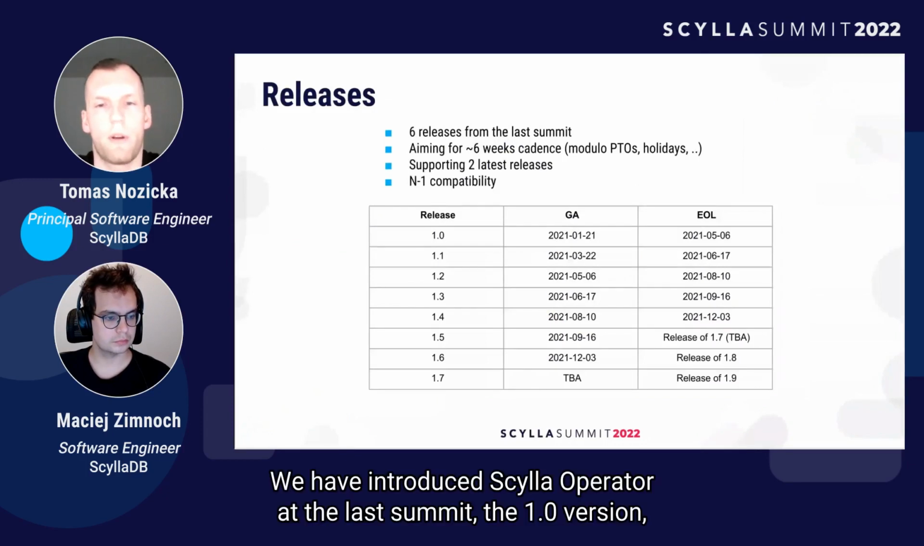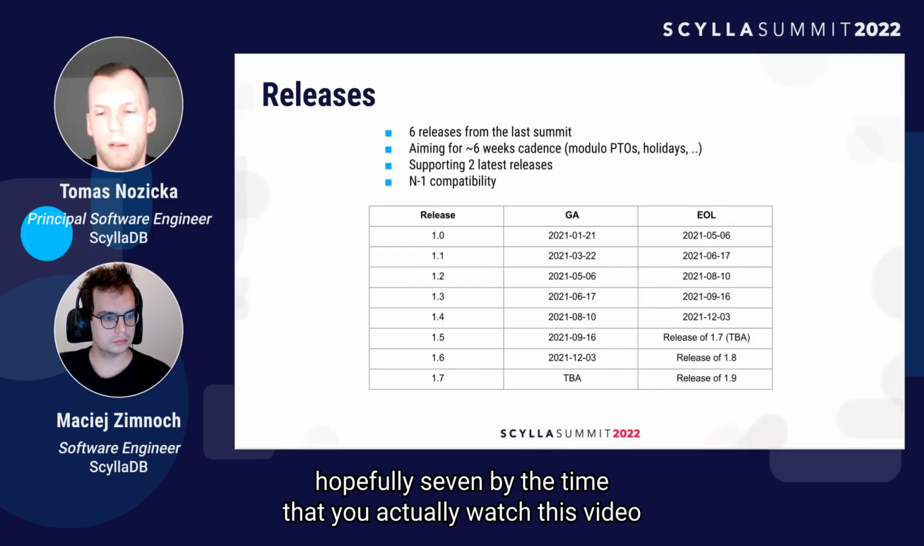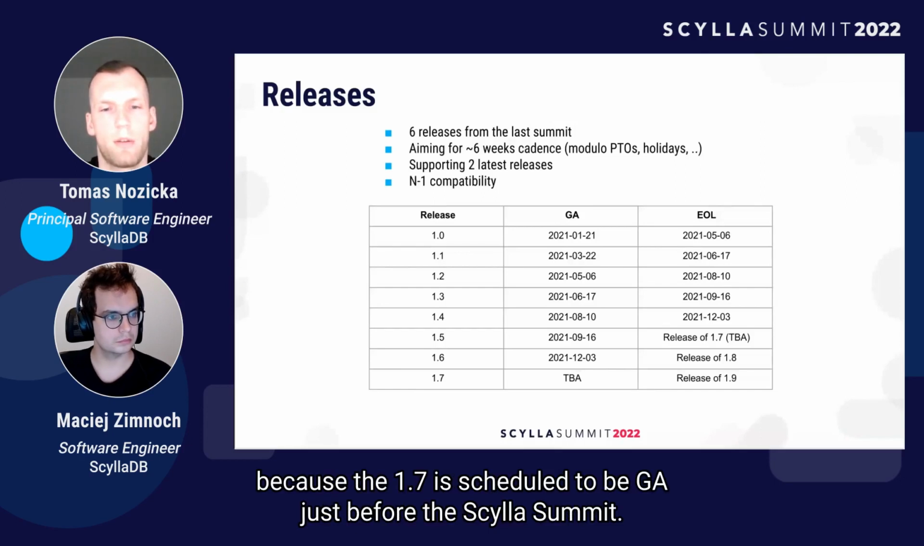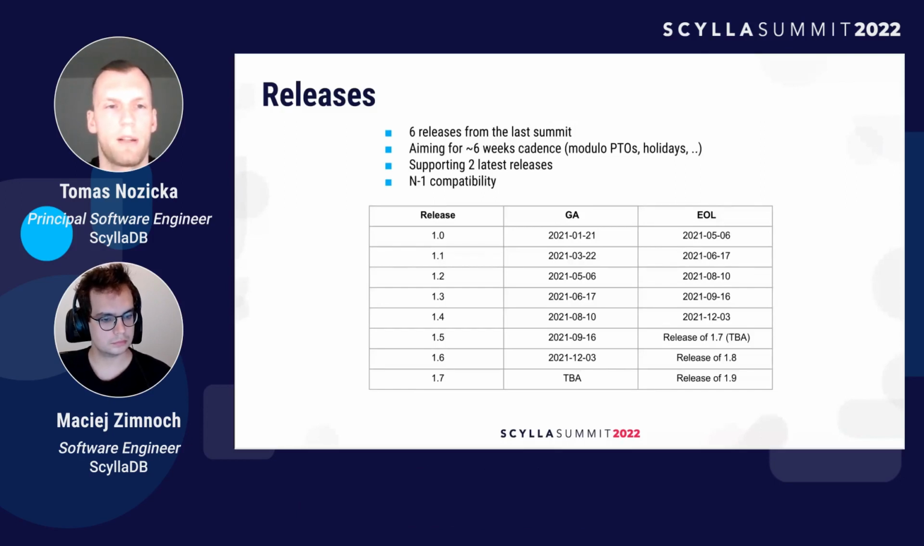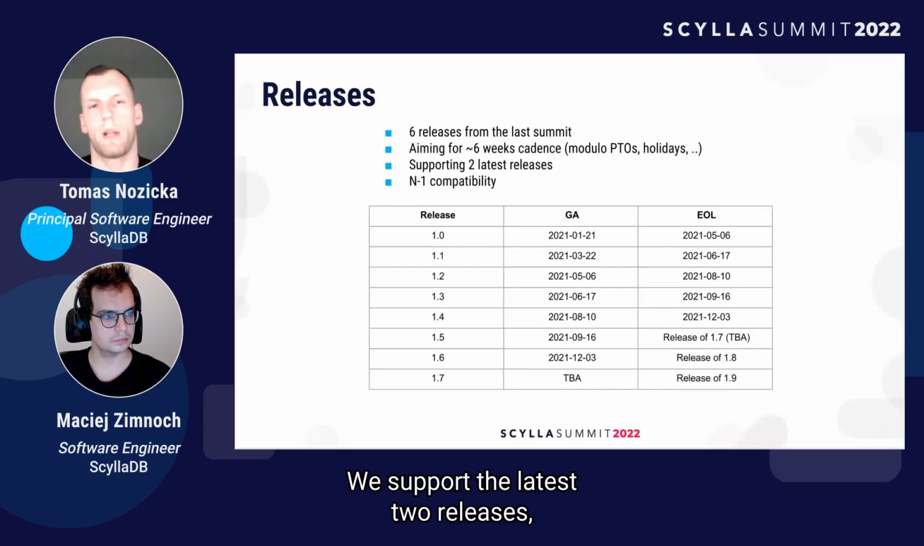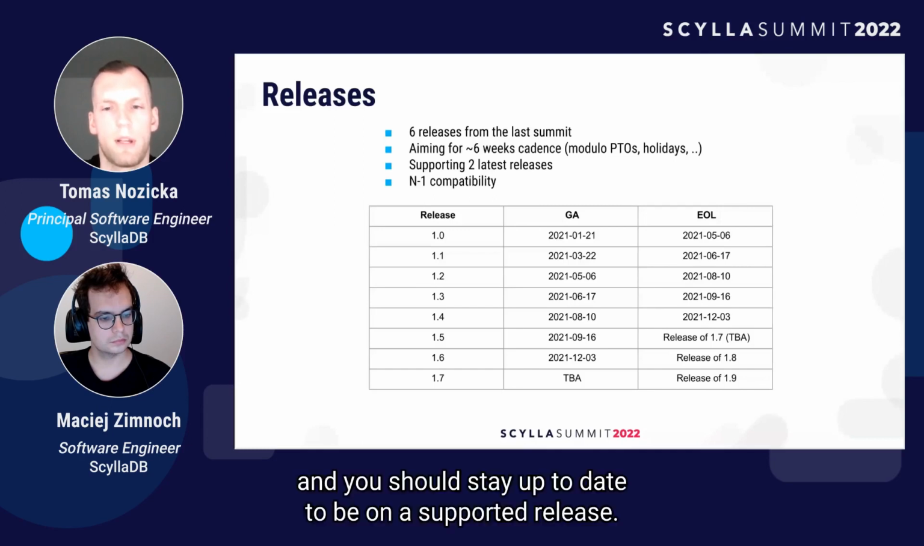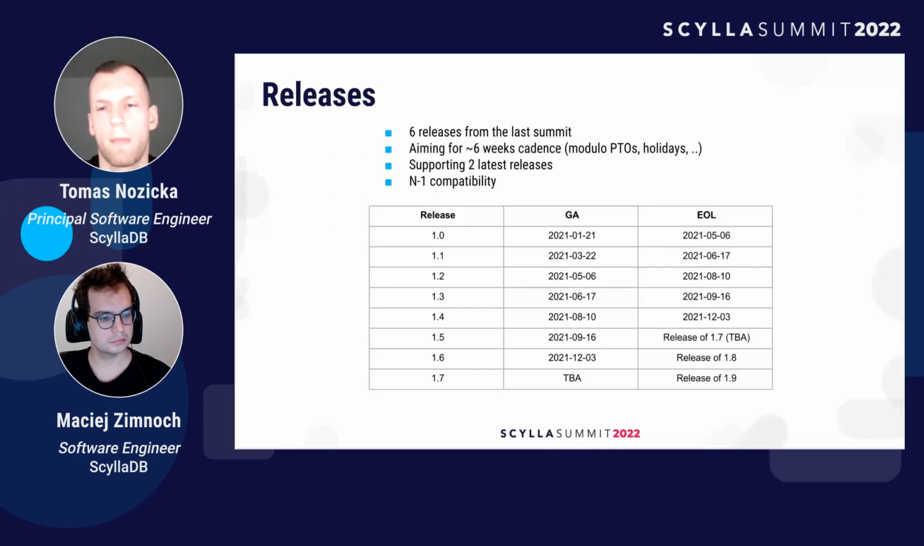We introduced Scylla operator at the last summit in the 1.0 version, and since then we have made 6 releases, hopefully 7 by the time you actually watch this video, because the 1.7 is scheduled to be GA just before the Scylla Summit. Generally, we are aiming to ship a release every 6 weeks. We support the latest 2 releases, so that will give time for everybody to update, and you should stay up to date to be on a supported release.